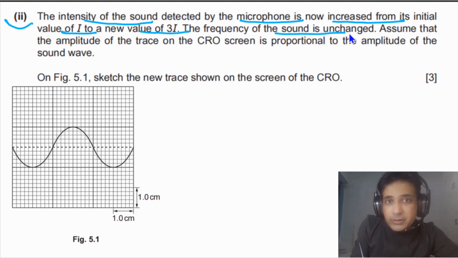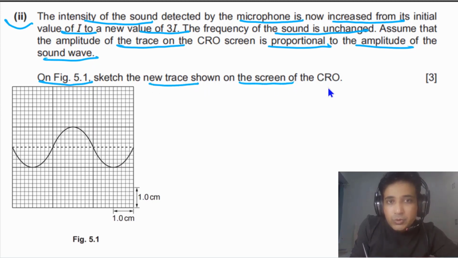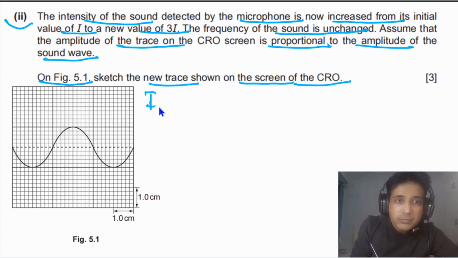The frequency of the sound is unchanged. Assume that the amplitude of the trace on the CRO screen is proportional to the amplitude of the sound wave. On figure 5.1, we need to sketch a new trace shown on the screen of the CRO. In this case, intensity has been increased from I to 3I.